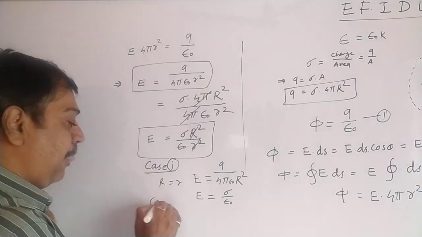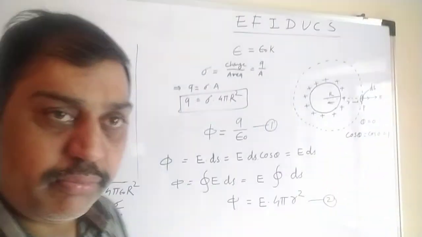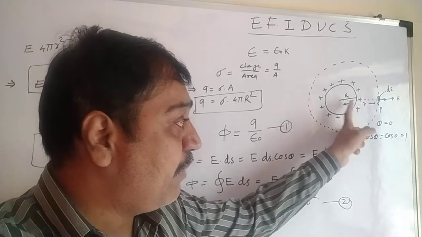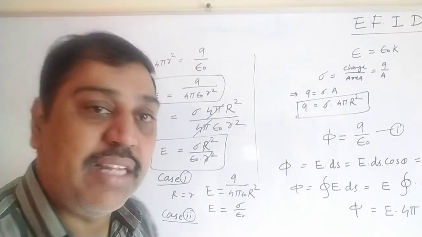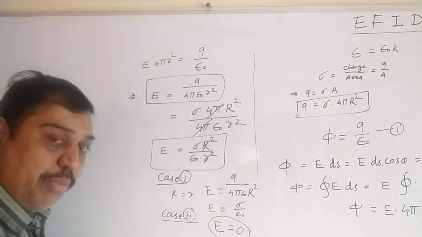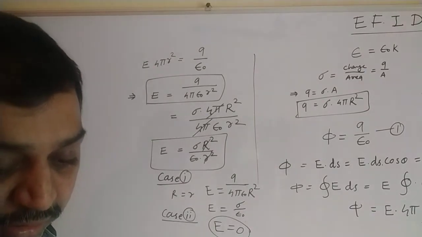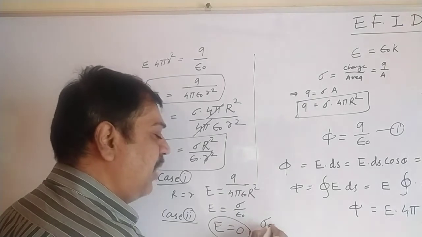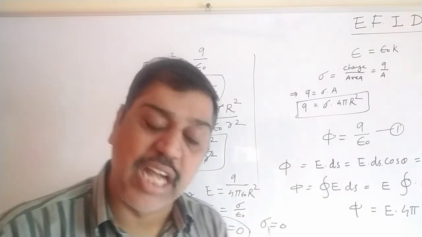Let's go to the second case. This second case says that when we shift the point P from a distance r, not on the surface, but inside the conducting sphere, as it is a conducting sphere, the electric field intensity inside would be 0. This would be the second case as discussed, because inside the charged conducting sphere, charge density sigma is 0, and sigma equal to 0 means E equal to 0 inside the charged conducting sphere.